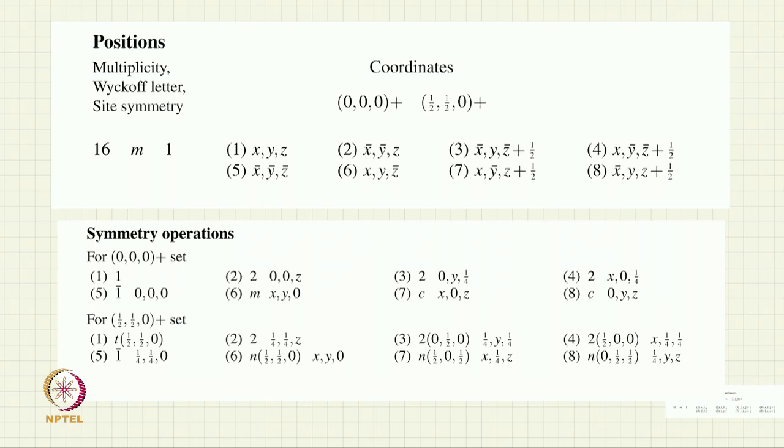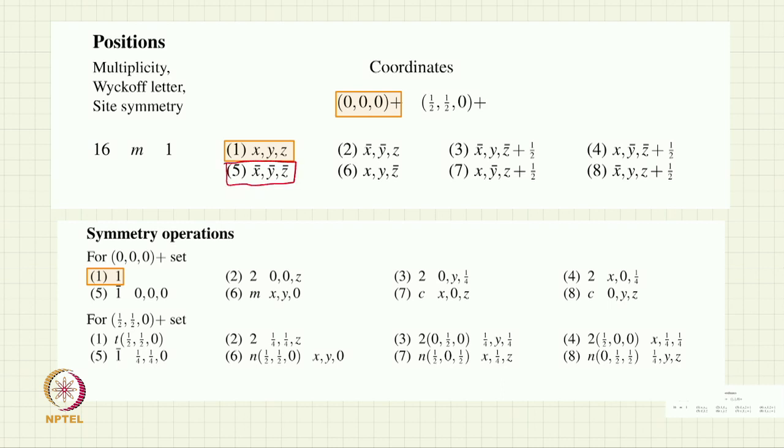I just mentioned that the x, y, z, the first general position in the 0 0 0 plus block, corresponds to the identity. This is very obvious: if you do nothing, you are at the starting location x, y, z, and the corresponding symmetry operation is the identity. Some other simple ones are also obvious. So, for example, number 5.